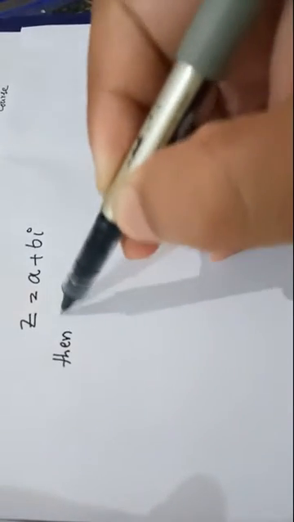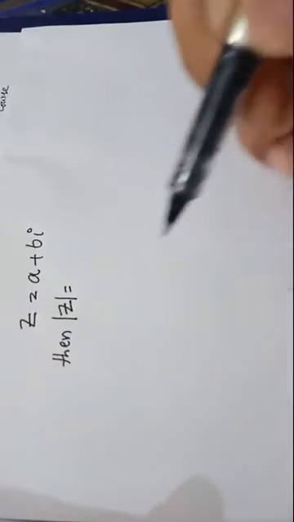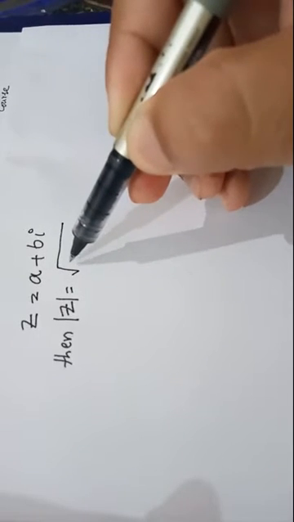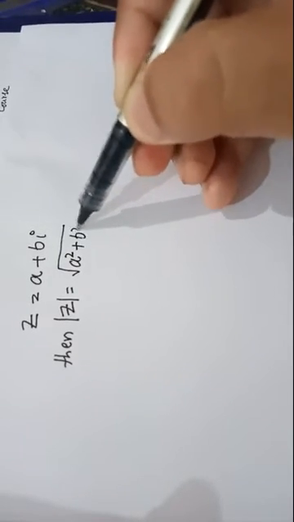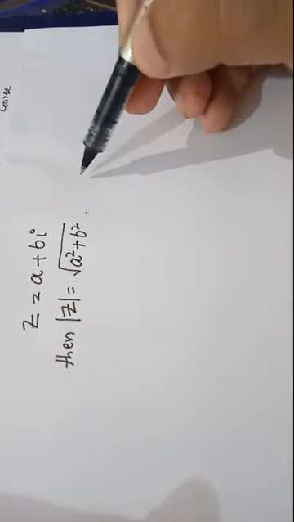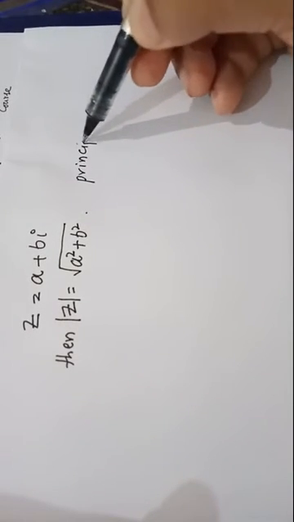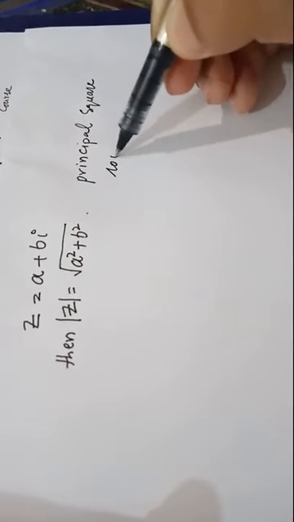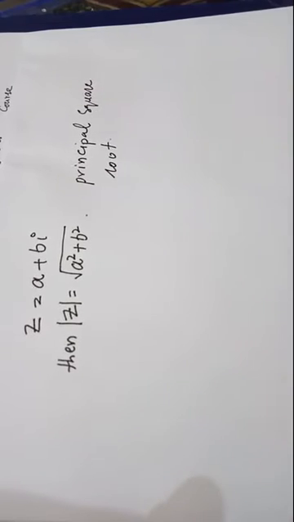You know that if I consider z is equal to a plus b iota, then the modulus or magnitude of z, which is denoted by absolute z, or the absolute value of z, is defined as the positive square root of a square plus b square. This positive square root is also called the principal square root. So this is the definition of the absolute of z.